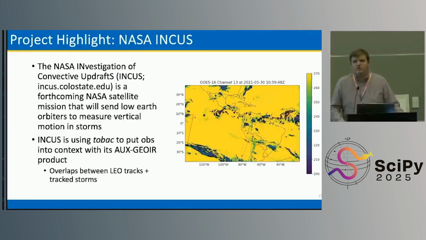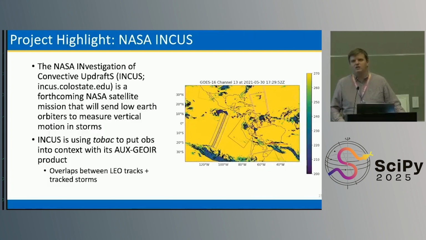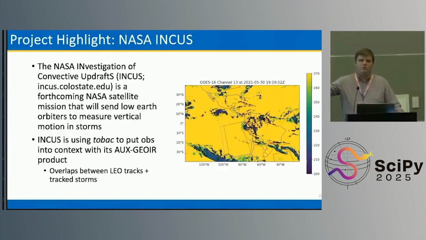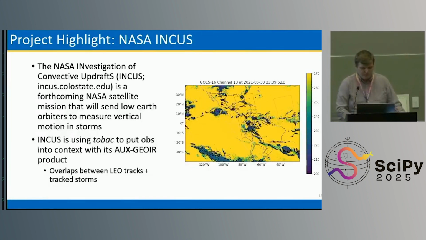And one of the products in INCUS is called AUX-GeoIR, which is designed in part to be able to identify these storms as the satellites run over the Earth. They have a very narrow beam width. They get a storm at a time. And the AUX-GeoIR, the tobac tracking product, will enable us to understand and put in context when those observations were taken. So we can say we get this sort of vertical motion from this storm. What part of the storm's life cycle were we in? Where did that storm come from? What was the environment that storm formed in, et cetera, et cetera? And tobac is being used to provide all of that.